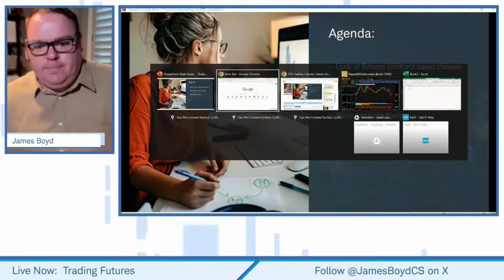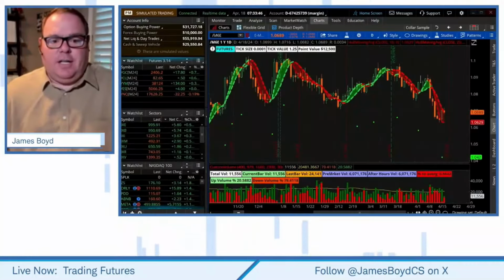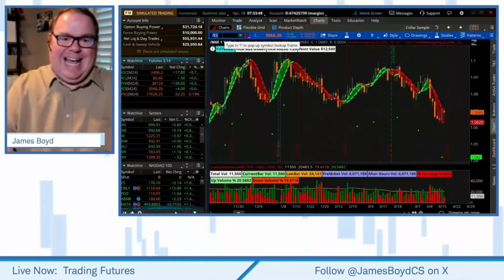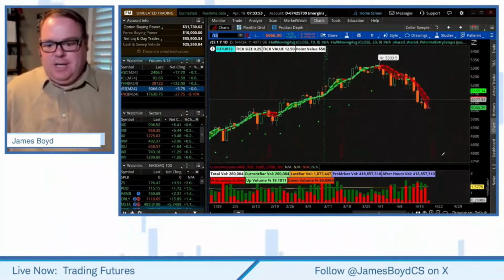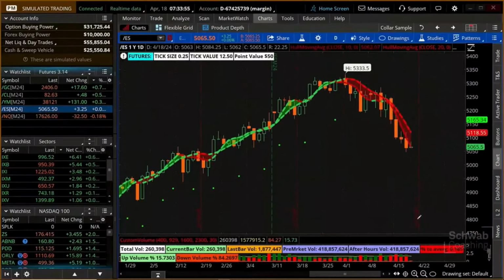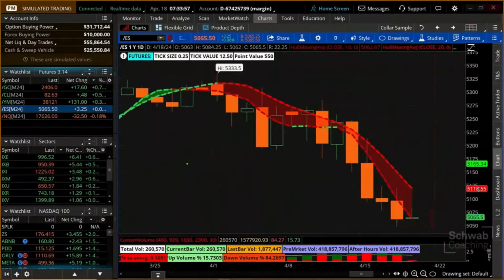So first off, as we get started, let's go ahead and just take a look at the ES futures. Now, I'm going to kind of zoom in on this. I'm going to kind of bring volume down a little bit, and let's just kind of look at this right here, okay? Now, what you're going to notice is this.